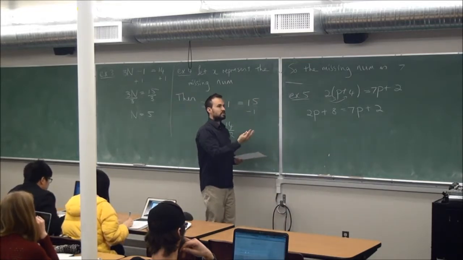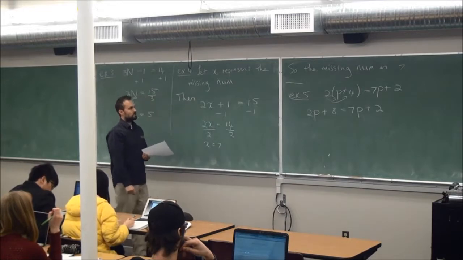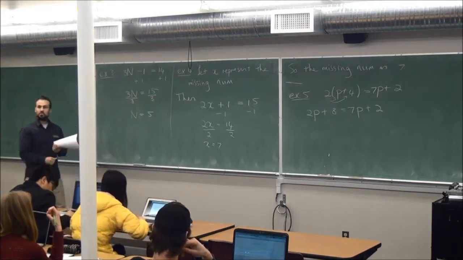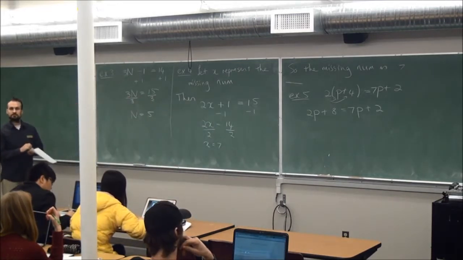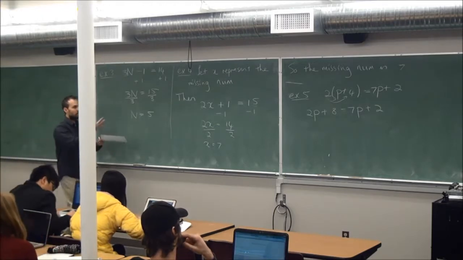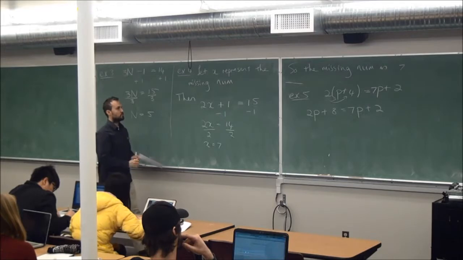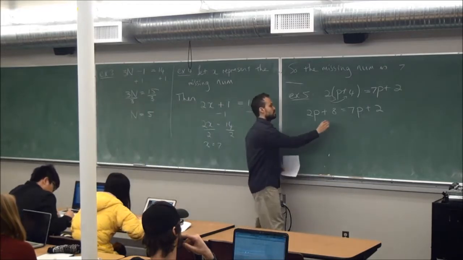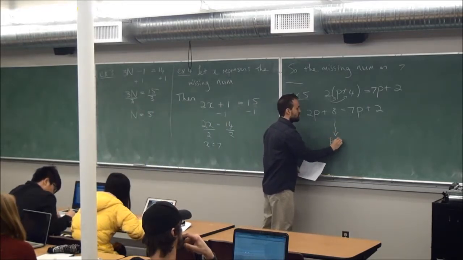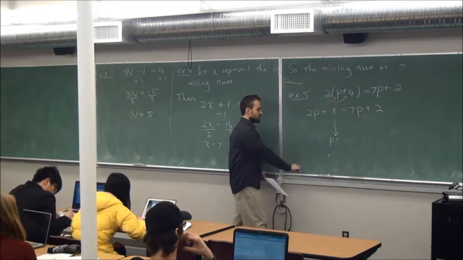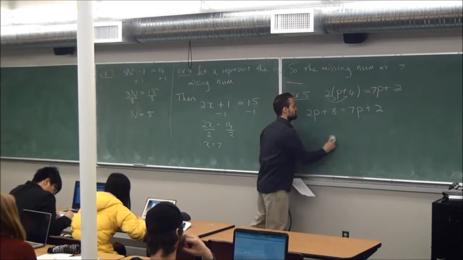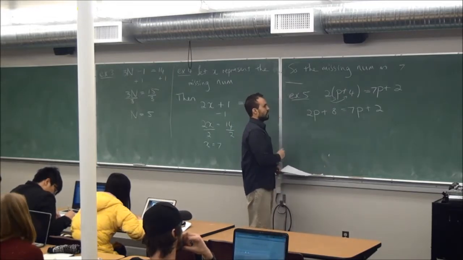So I can only subtract, add, multiply, and divide on both sides. What can I do in this case? It's sort of like a game. I have my rules. I can only do 4 things. What can I do to make this look so simple that I can just read off the answer? What can I do first? Subtract 2p on both sides.